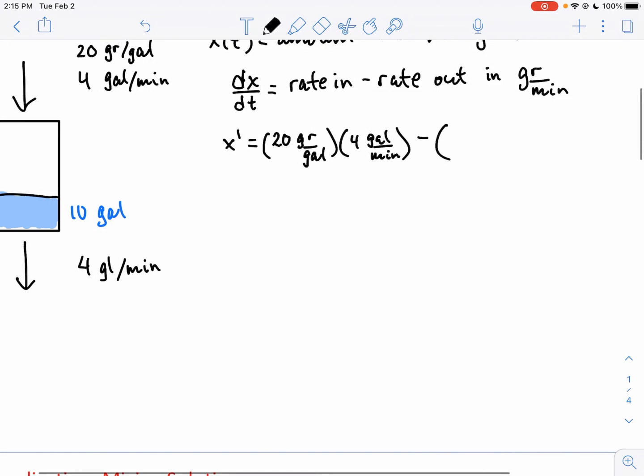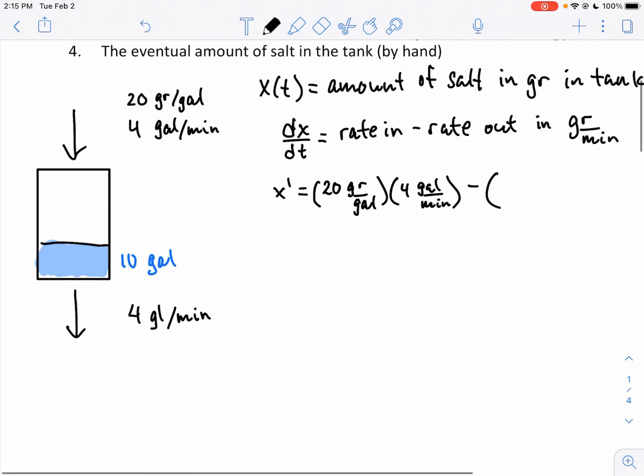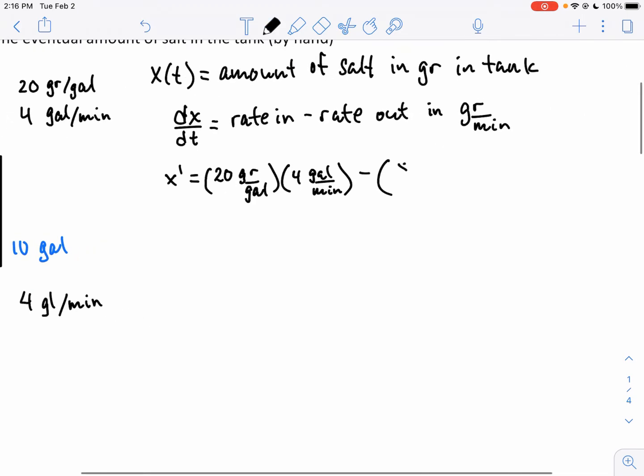Now the question is how many grams per gallon there are. Well, at any moment in time, we're using x to represent how much salt is in here. So there's x grams of salt in the tank at time t, and there's 10 gallons in the tank. The volume is 10 gallons. So our rate is going to be x grams divided by the 10 gallons. And that's how we mimic this fraction here.